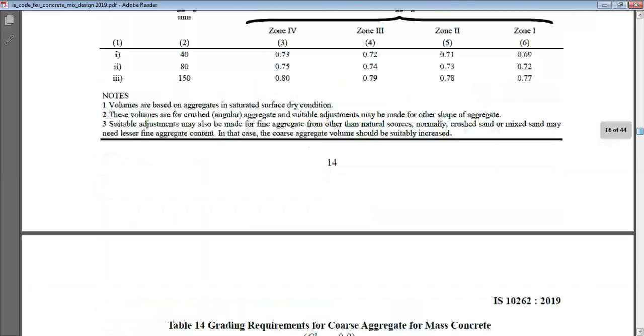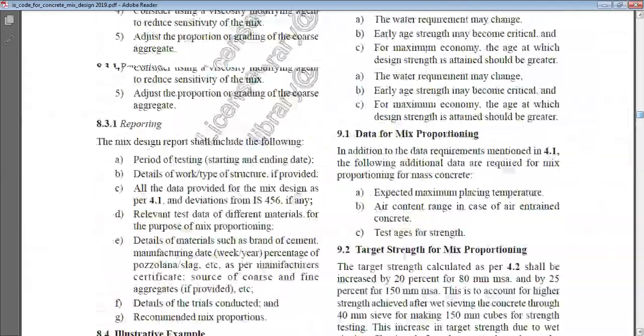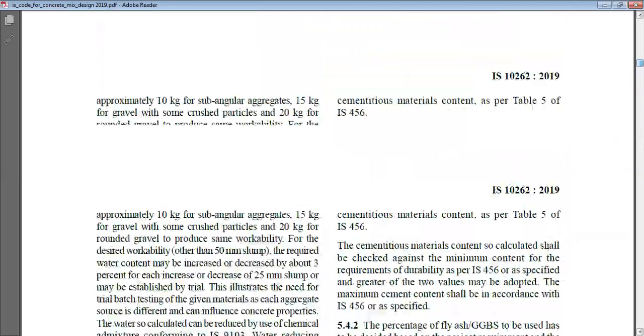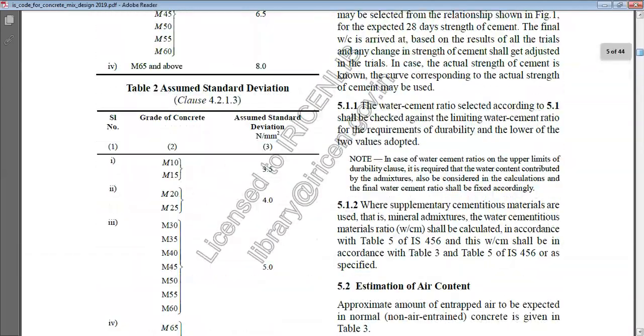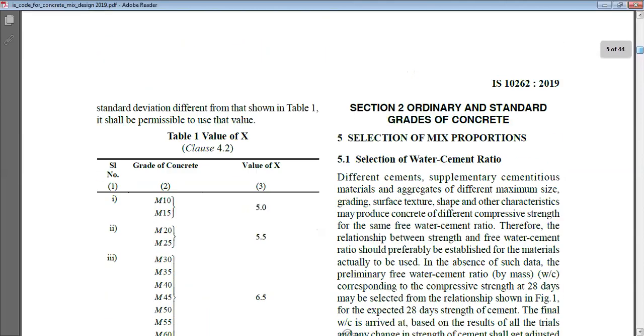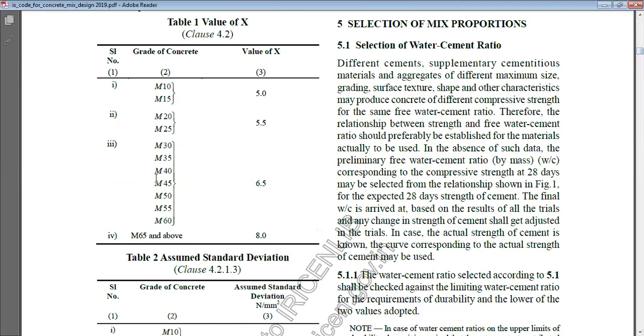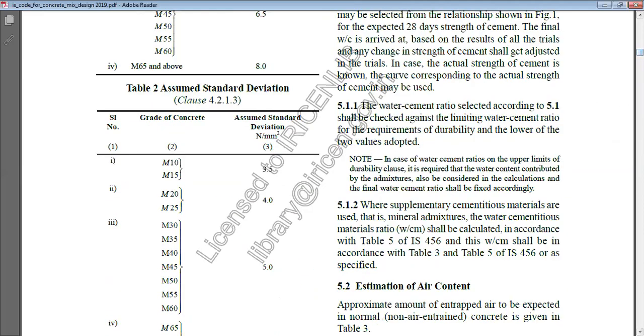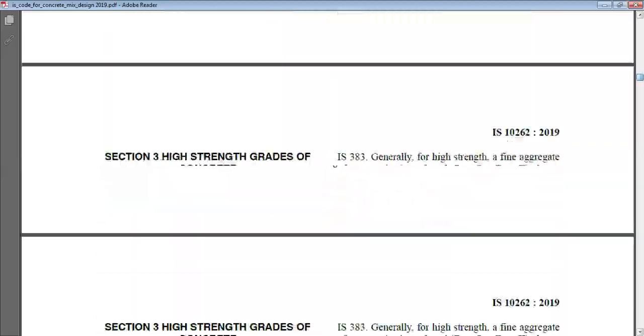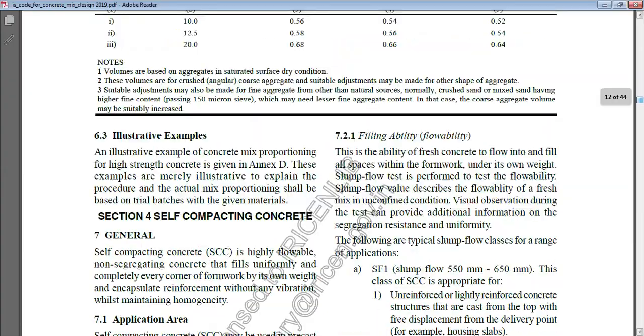Using these equations, we go to table number 1 to see the value of S. From the IS code, where is that table number 1? Yeah, here it is, table number 1. For the target strength of M40, what is the value of X? It is 6. Similarly for standard deviation, our characteristic strength is 40, whereas the standard deviation is 5. Put the value of X equal to 6.5 and a standard deviation of 5, and calculate f dash ck, that is the target strength. Here we will go to the next design.